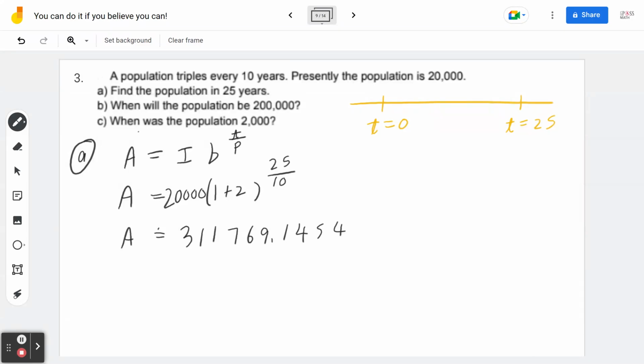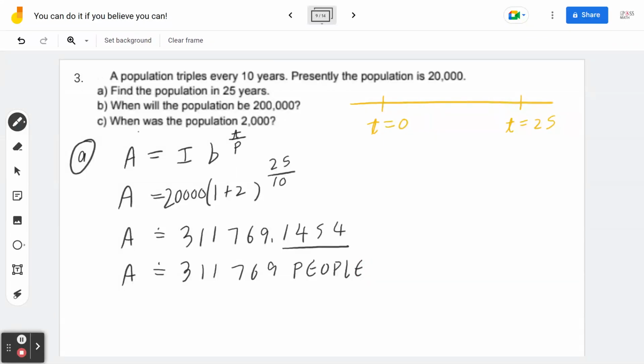And of course, you want to think about the rounding. So when it comes to time, you want to round up. When it comes to people or living things, you want to round down. So you can't really have this 0.1454 of a person. So I'm going to say, please consider rounding down: 311,769 people.